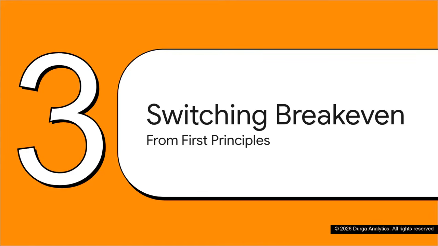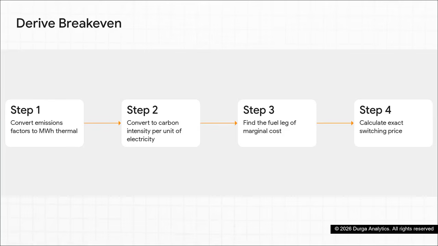Section 3, deriving the switching break-even. Because our quantity isn't fixed, we have to know exactly when our physical plant is going to change its behavior. Any senior carbon trader needs to be able to derive this from scratch, so let's hit the whiteboard. It's 4 clear steps. First, we convert our baseline emissions factors into thermal megawatt hours. Second, we convert that into the carbon intensity of the actual electricity produced. Third, we isolate the fuel leg of our marginal cost. And finally, step 4, we calculate the exact carbon price where a dirty coal unit and a cleaner gas unit have the exact same marginal cost.